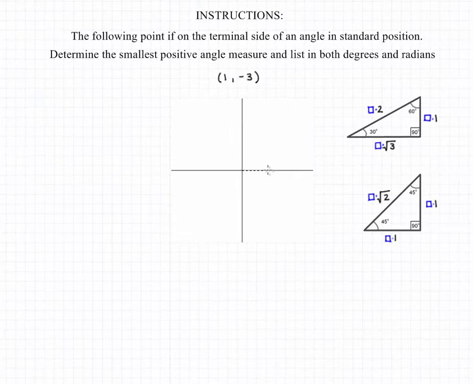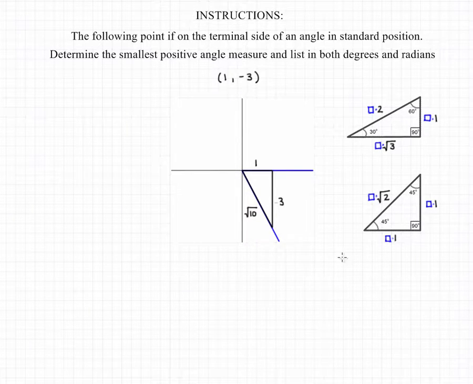In order to find the measure of the angle that we're looking for, we're first going to construct a right triangle based off the point that is on the terminal side. So we have an x-coordinate of 1, we're going to move right 1. We have a y-coordinate of -3, so we're going to move down 3, and then we're going to connect to that point to get us our hypotenuse, and from there we can use the Pythagorean theorem to determine that the value of the hypotenuse is the square root of 10.